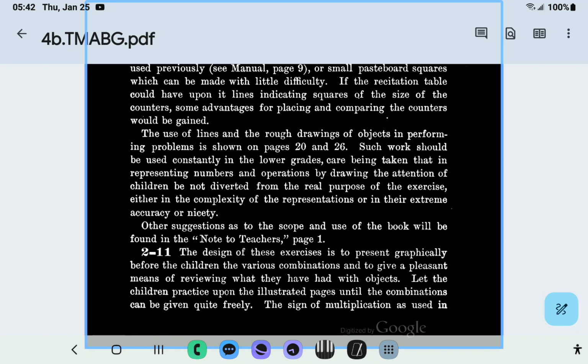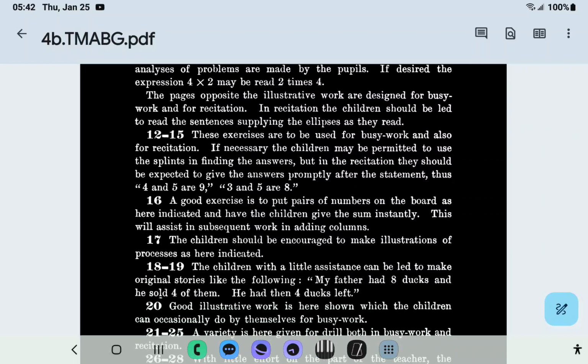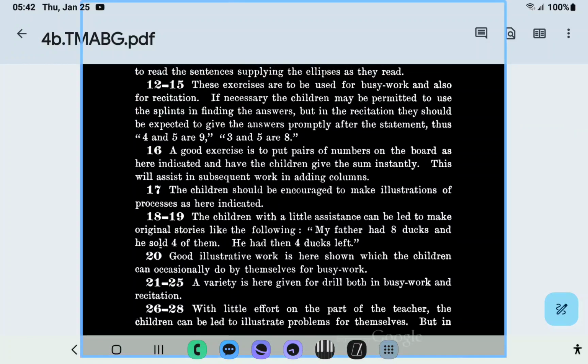The sign of multiplication as used in these books. Next page. We're only going up to 18. Back. Teacher's Manual, page 112: The sign of multiplication as used in these books is supposed to be read "multiplied by" rather than "times" for two reasons. First, for the sake of uniformity.